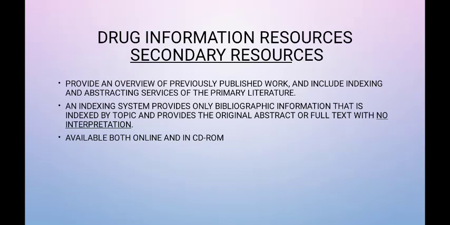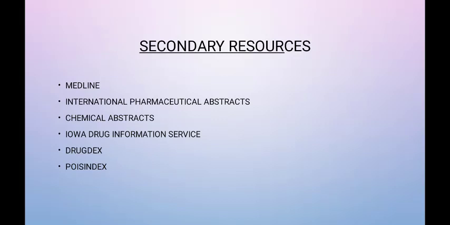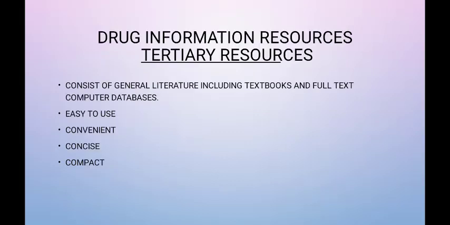So any abstract service, like Medline, Drug Info, Drug Review or DrugBank, provides cumulative information of abstracts of any drugs, and that could be a secondary source of information. Some examples of secondary sources of information: Medline, International Pharmaceutical Abstracts, Chemical Abstracts, IDIS, drug index, poison index. These are the secondary resources.